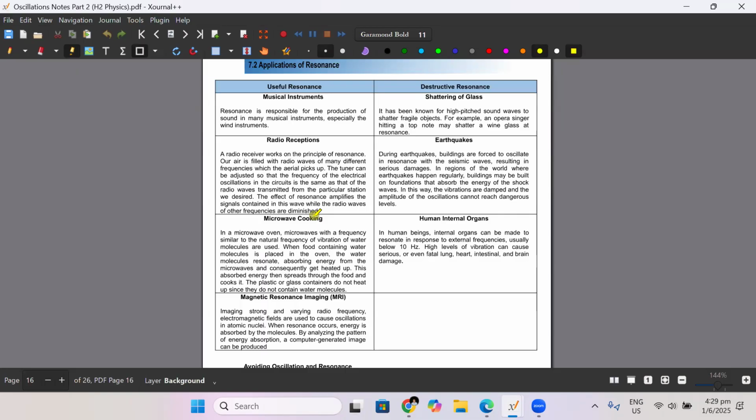It's not much. There's a bit of logic here, but you just need to remember when it's useful and when it's destructive. My recommendation is knowing when it's dangerous. When I was in J2, the ones I remember were earthquakes as well as the famous Tacoma Bridge. Let me check.